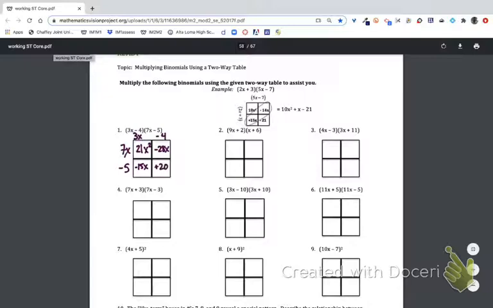Just like any of these lessons, please, if you get stuck, pause it, go back to it. So now it's a matter of combining like terms. You have 21x squared. The minus 15x and minus 28x would end up giving us negative 43x. And negative 5 times negative 4 is a positive 20.